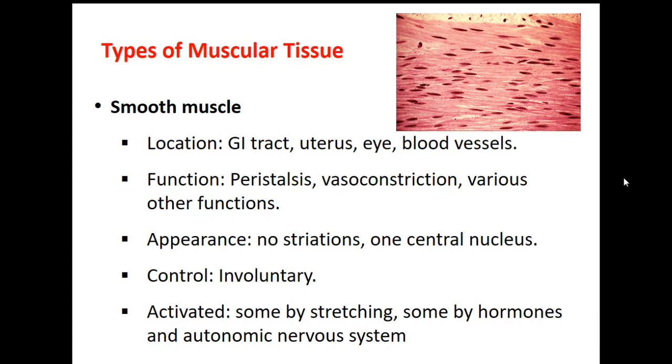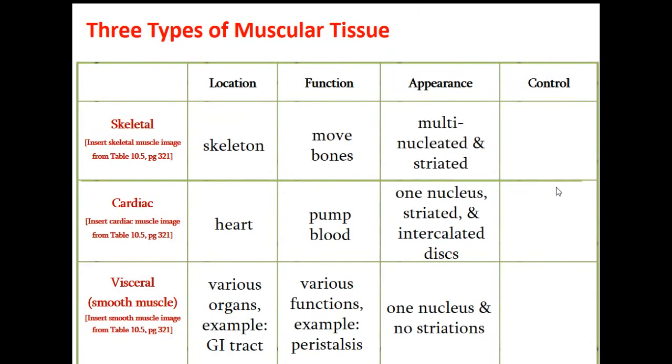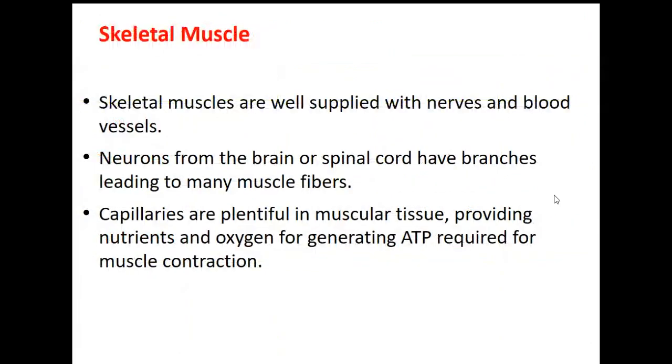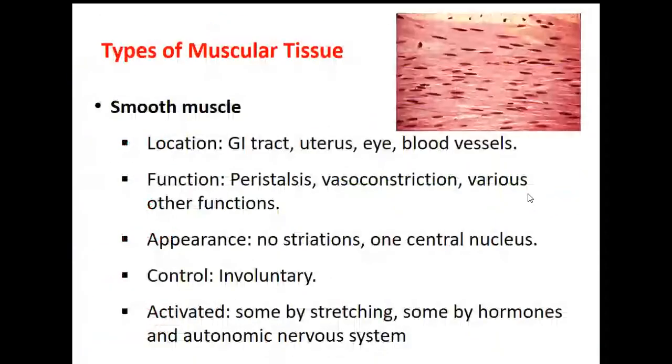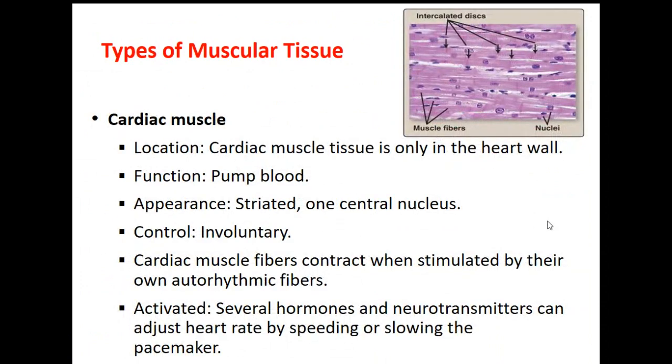Okay, we'll learn more about the cardiac muscle when we do a whole chapter on the heart later. So, the same information here. The shape of these muscle fibers is different in the 3 different types. In skeletal muscle, they're long like spaghetti. In the cardiac muscle, they're shorter and they're branched.